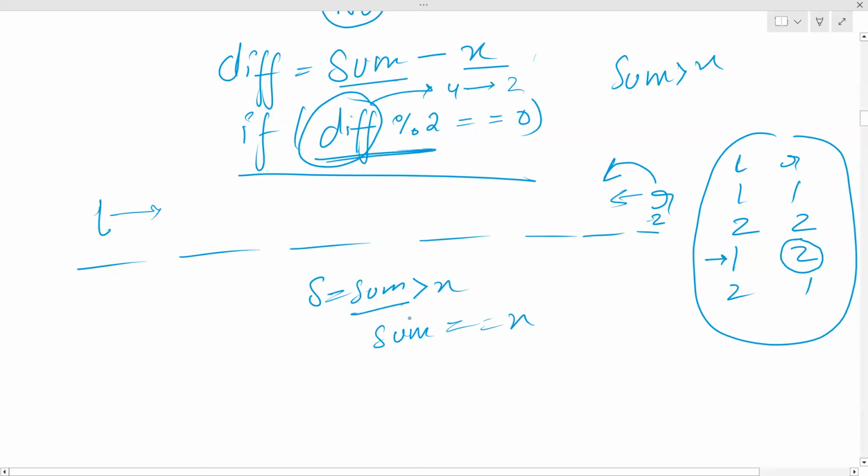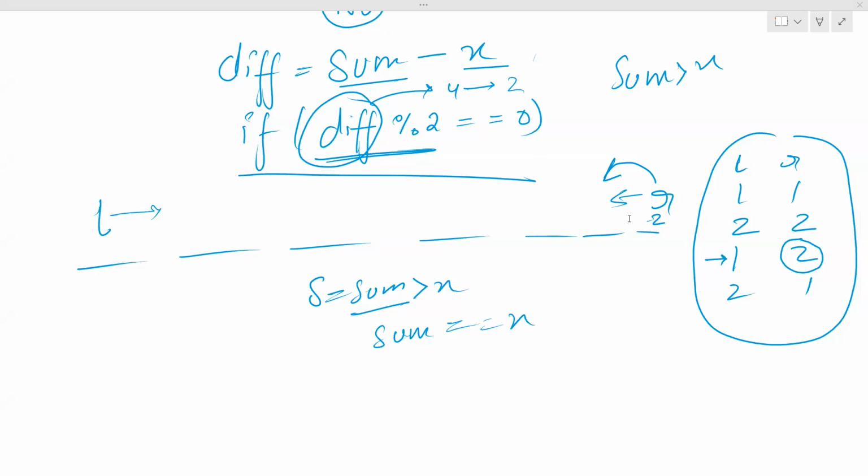If I shift my R one place to the left, I am not changing the parity of my sum. I'm just decreasing it by 2. So either my sum will be equal to x, or the difference will still be a multiple of 2. Is it clear?